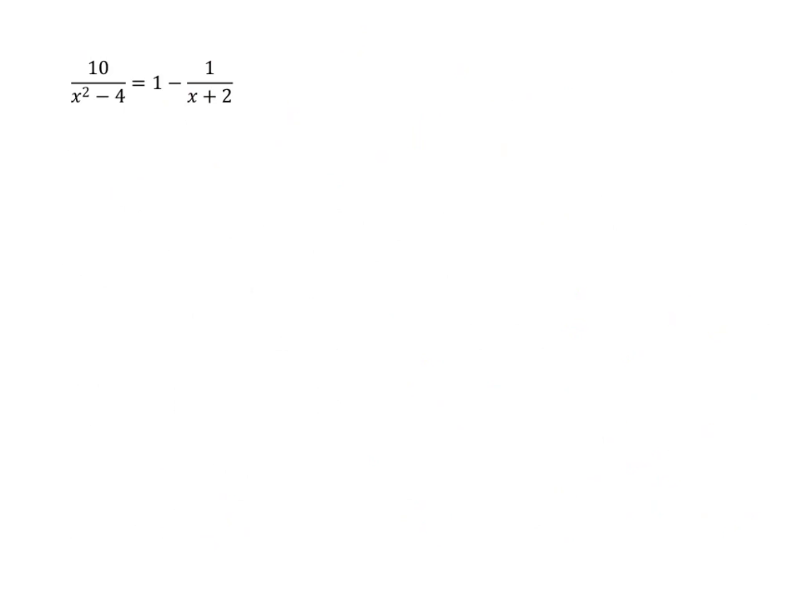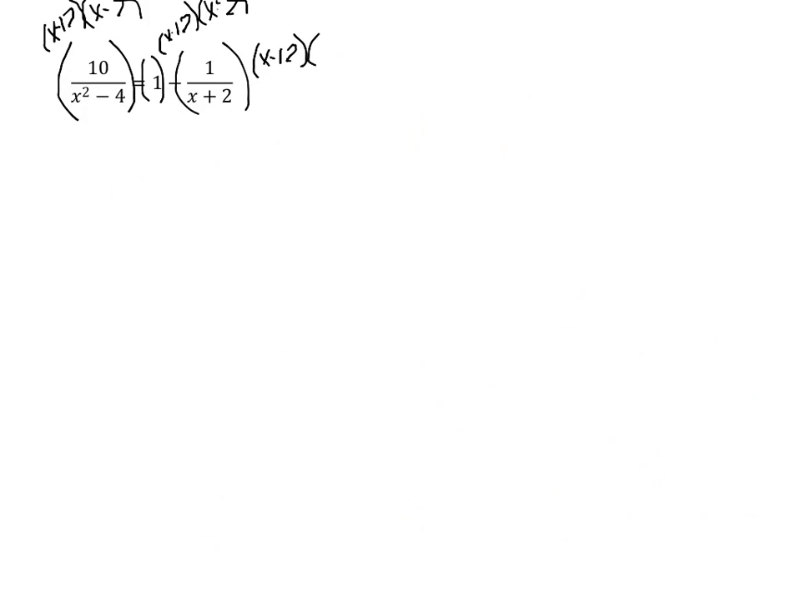We'll try the next one. It's quite a bit easier to see. The least common denominator is x squared minus 4. So that's x plus 2 times x minus 2. I have to multiply that 1 times x plus 2 times x minus 2. And then I have to multiply this. X plus 2 times x minus 2.